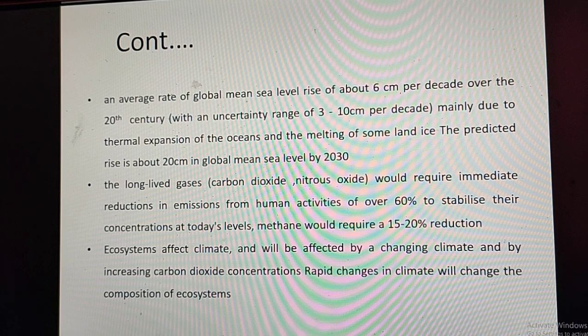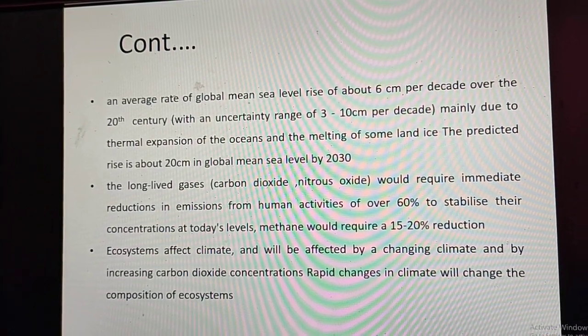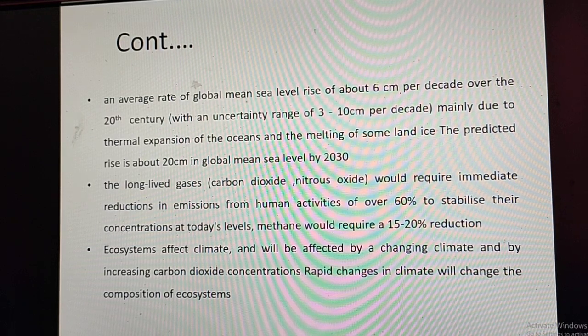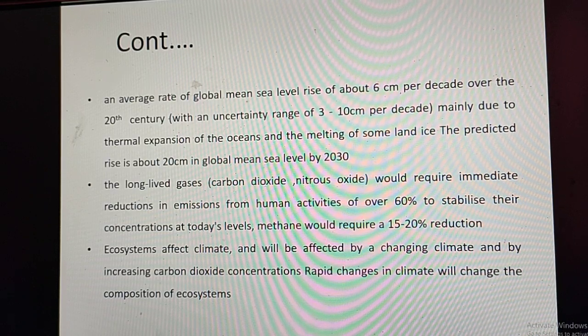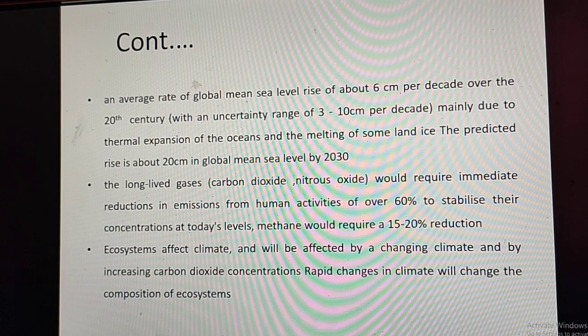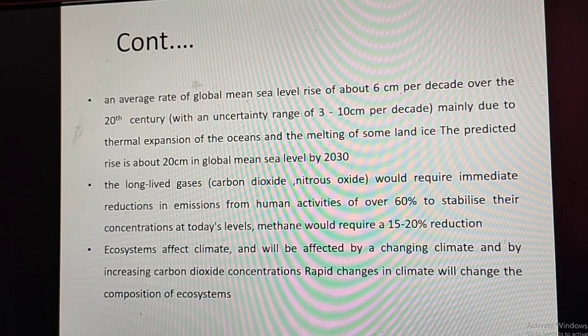mainly due to thermal expansion of the ocean and the melting of some land ice also. The predicted rise is about 20 centimeters in global mean sea level by 2030. The long-lived gases such as carbon dioxide and nitrous oxide should be reduced by 60% to stabilize their concentration at today's level to reduce the climate change impact, and methane should be reduced by 15 to 20% from today's level. These gases affect the climate and will be affected by changing climate and by increasing carbon dioxide concentration.